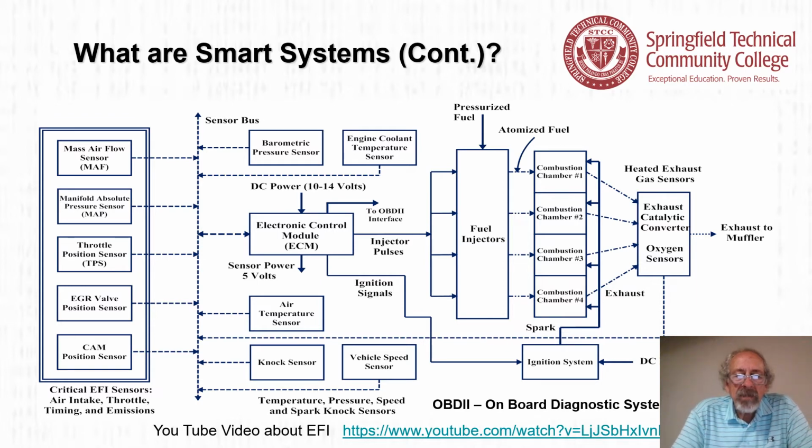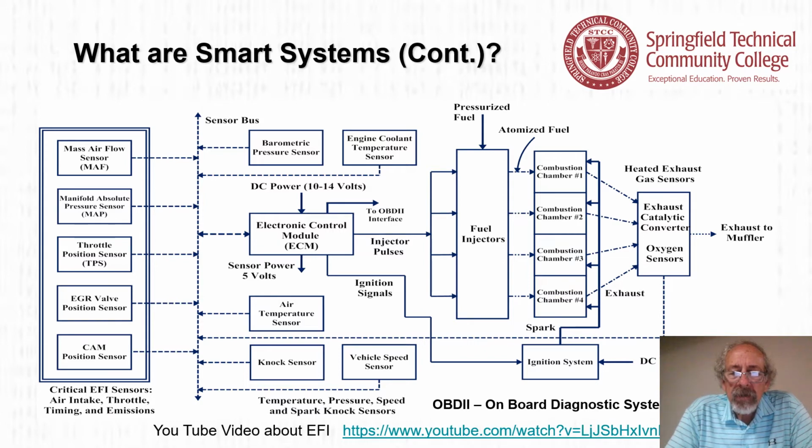Notice it gets DC power, 10 to 14 volts from the battery and the voltage system of the car. It puts out sensor power of 5 volts to the sensors. There's an output that goes to the OBD2 interface. The OBD2 is the onboard diagnostic system 2.